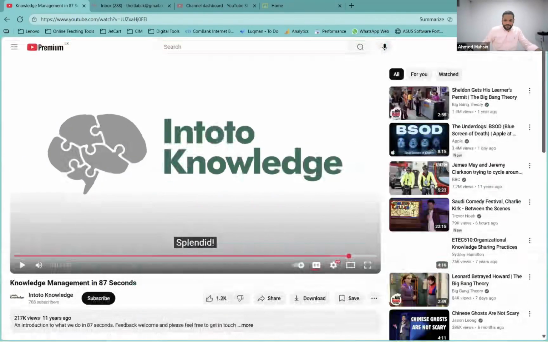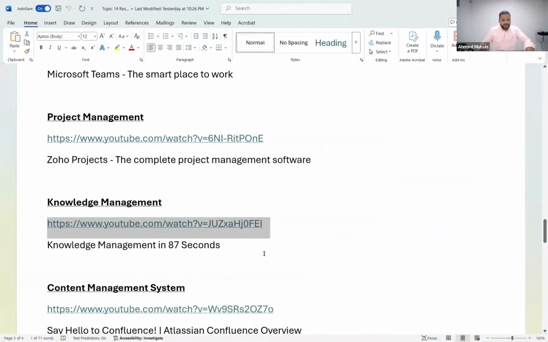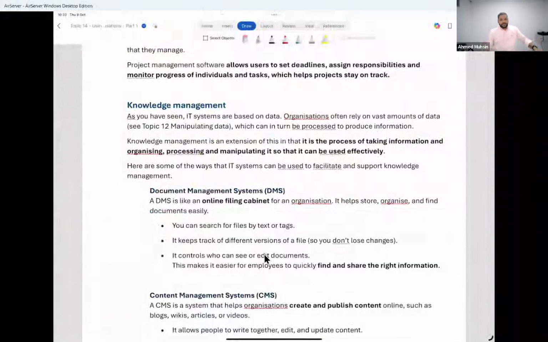So everyone, can you all read the description I have given you? Organizations rely on vast amounts of data. We saw this in topic number 12. This information or this data can be processed to produce valuable information. Knowledge management is an extension of this. That is, it is the process of taking all the information that you have, organizing it, processing it, and manipulating it so that it can continuously, forever be used effectively. Keep reading it.